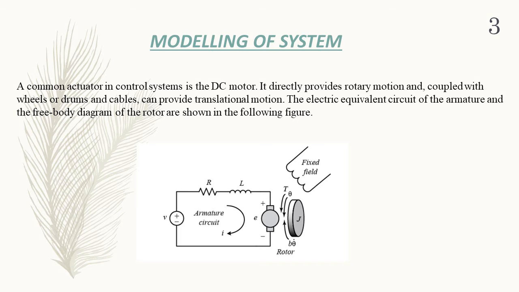The common actuator in control system is a DC motor. It directly provides rotary motion and, when coupled with wheels or drums or cables, can provide translational motion. The electric equivalent circuit of armature and free body diagram of the rotor are shown in the following figure.